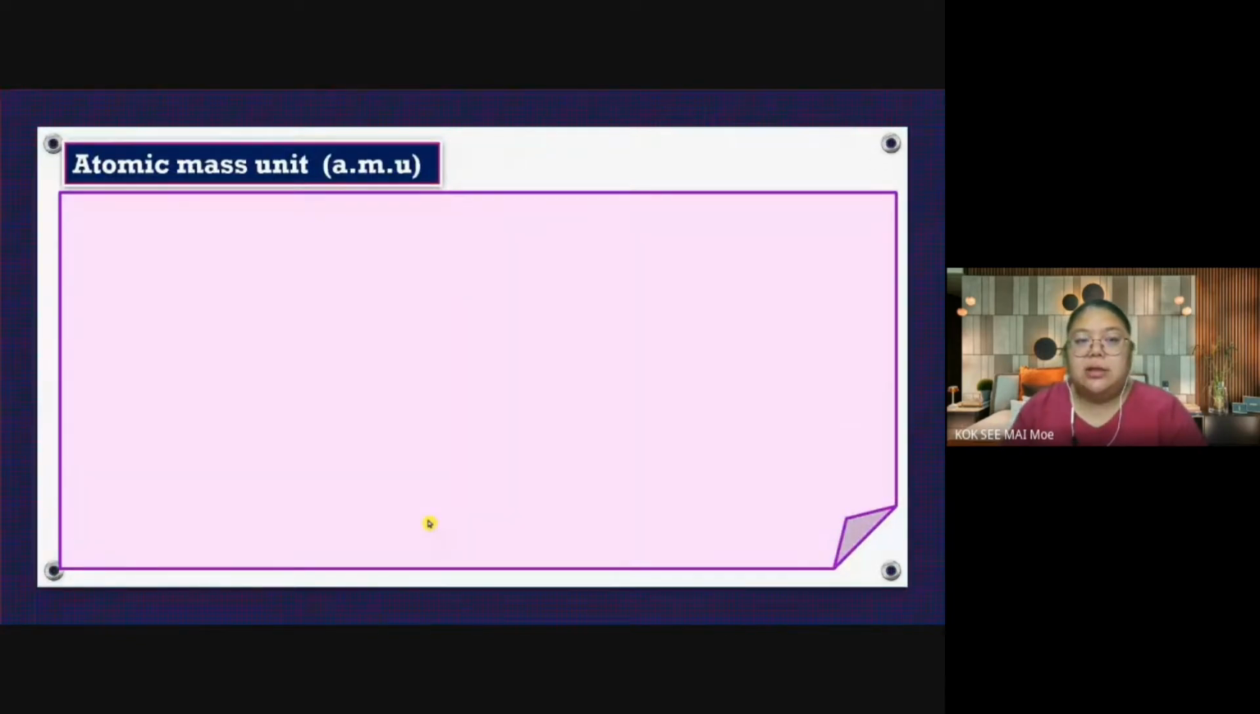Okay, now you see atomic mass unit. This is a unit they use to measure the mass of particles, like radioactive particles: alpha, beta, and also gamma. Because the mass is too light already. If you use kg, it is negative 28, 29, too small. So they use the AMU, which stands for atomic mass unit. Normally we don't write AMU, we just write u only.